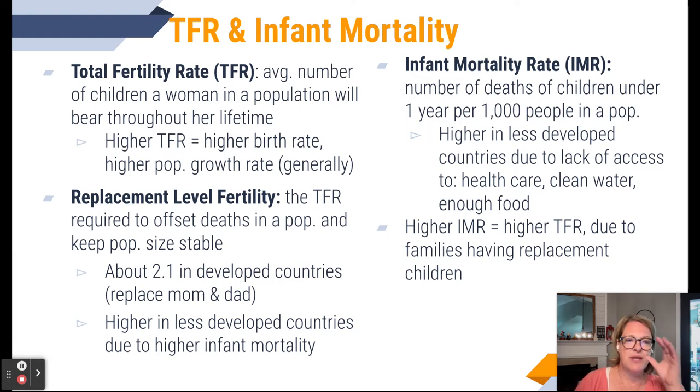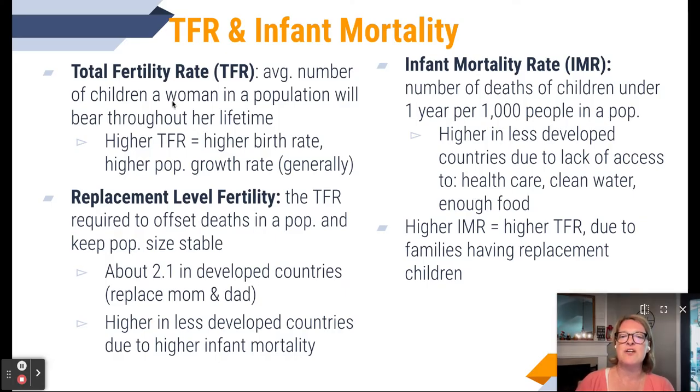Again, we've already talked about it being higher in less developed countries. A higher IMR equals a higher total fertility rate due to families having those replacement children. So in other words, in a country that has a high infant mortality rate, they end up having more children, and that means that total fertility rate is going to increase.